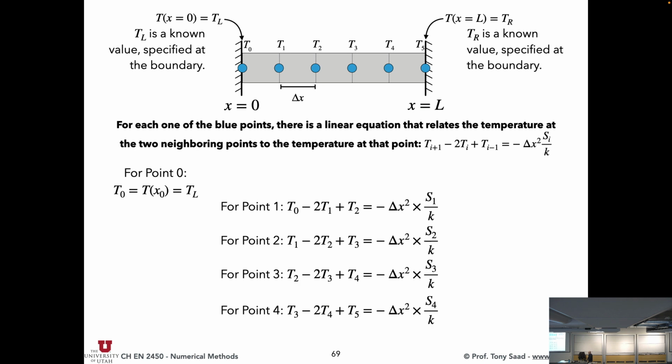S4 over k. Okay, perfect. You got it. All right, what about point 5? Correct. That is the important point here. Pun intended, right? Yes, for point 5, that equation is irrelevant because you do not have a degree of freedom there. You cannot freely change that value.